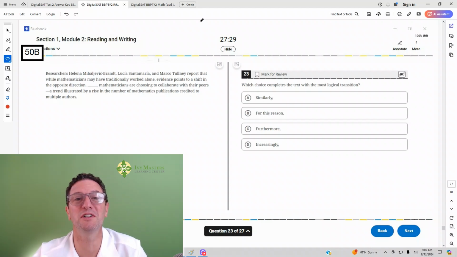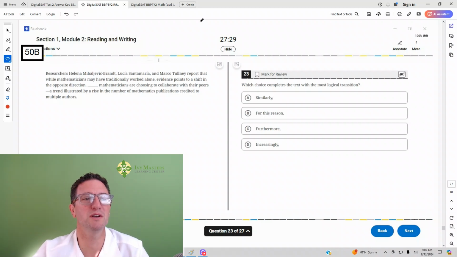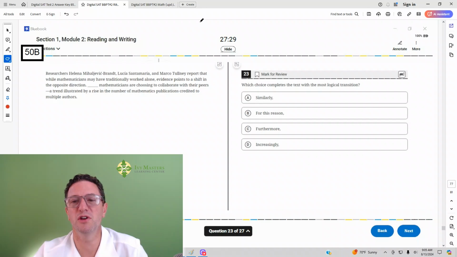Today we're looking at the 23rd question from Digital SAT Test 2, Module 2B. This is from the Hard Set of Reading Writing Questions. Number 23 reads, which source completes the text's most logical transition? Always read the question first so you know how to approach the passage. And when it's asking about the transition, you want to determine whether what comes before and after the blank shows similarity or difference.